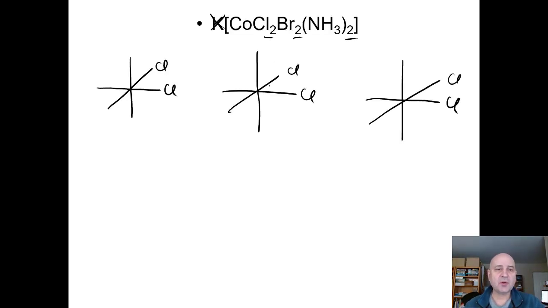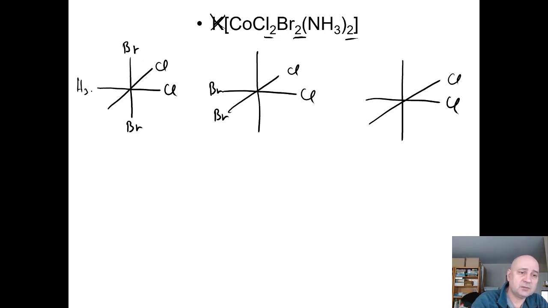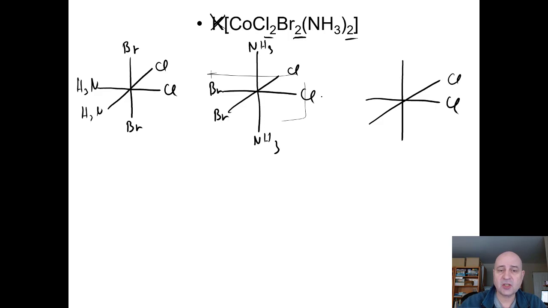Okay, so let's start with cis. So here we have cis, so the chloros are there, they're not going to be moved. And now move on to the bromos. The bromos can either be cis or trans. So if I put them here, bromo, bromo, or bromo, bromo, then the amine ligands here would have to be cis, and here they would be trans. Okay, we do have a mirror plane here, so there's no other orientation.